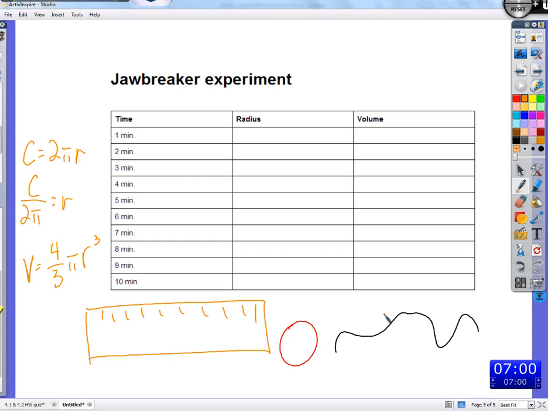Long enough you think you can measure the outside of the jawbreaker. Here, you can use mine. Oh, no, you can break it if you want. Thank you. You want a yellow? I want a yellow. Oh, sweet. Yellow's the best. Keep going. Yeah, good.